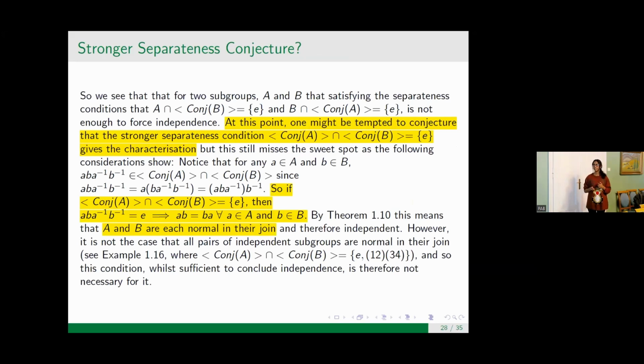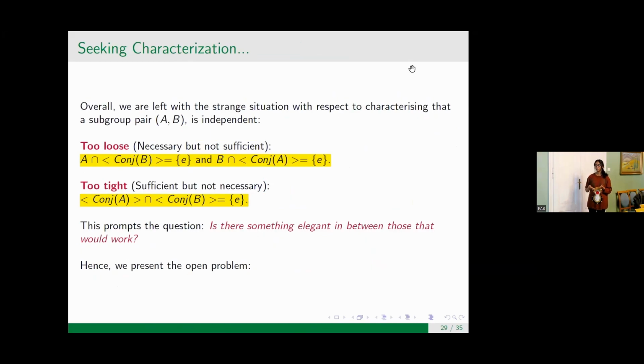affects the independence. And at this point, one might be tempted to conjecture that, okay, I take A, I say it's outside the conjugate influence of B, and same with B. Maybe you should separate it more and let it be separated here fully. And it turns out that this is sufficient, but it is not necessary. In the interest of time, this is sufficient because this actually means that A and B will be normal in their join. And we saw an example of groups non-normal in their join which are yet independent. So it is a mystery, the characterization.